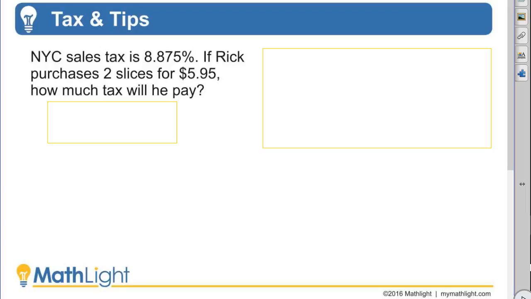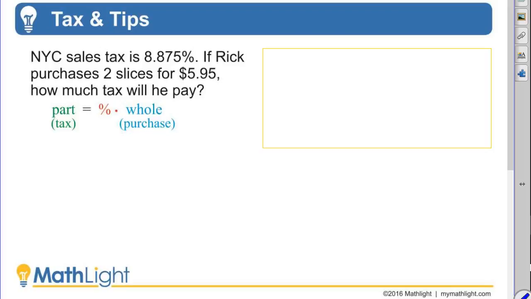New York City sales tax is 8.875%. If Rick purchases 2 slices, and that's pizza, for $5.95, how much tax will he pay? Okay, so tax is pretty easy. It's part of the amount that you are charged for the item. So it's part of the whole.